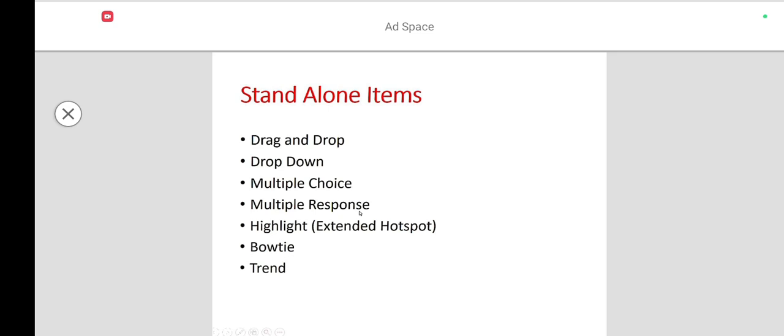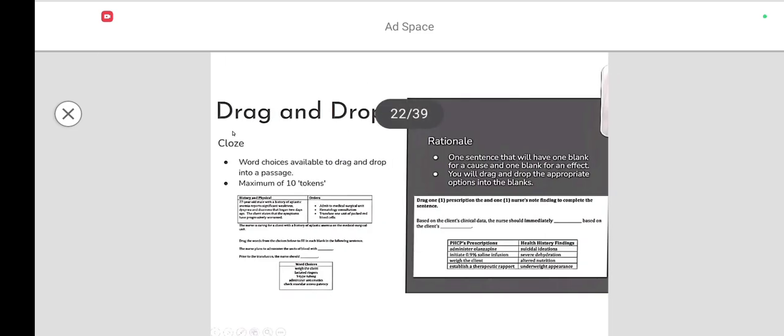Bow tie, that means bow and tie. There are two columns, A and B. In column A you are given diagnosis, and in column B you are given sign and symptom. You have to bow and tie the sign and symptoms with the diagnosis, so that is bow tie. Next, trend. All of these come under standalone items: drag and drop, drop down, multiple choice, multiple response, highlight, bow tie, and trend.